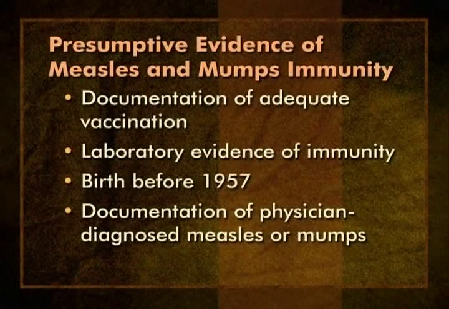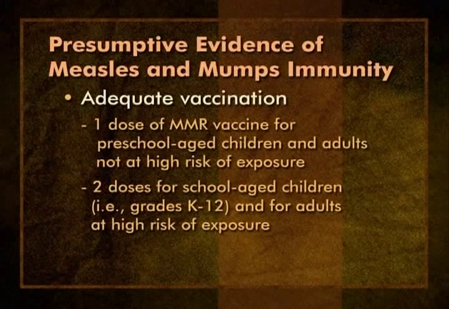Acceptable presumptive evidence of measles and mumps immunity now includes one of the following: documentation of adequate vaccination, laboratory evidence of immunity, birth before 1957, or documentation of physician-diagnosed measles or mumps. Evidence of measles and mumps immunity through documentation of adequate vaccination is now defined as one dose of MMR vaccine for preschool-aged children and adults not at high risk of exposure to measles and mumps.